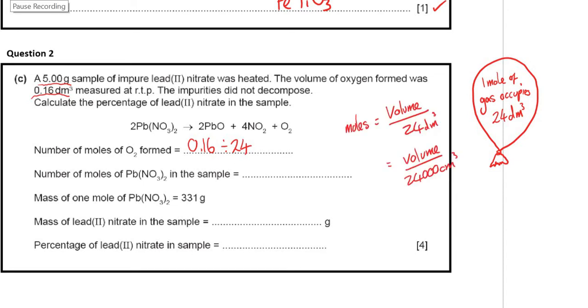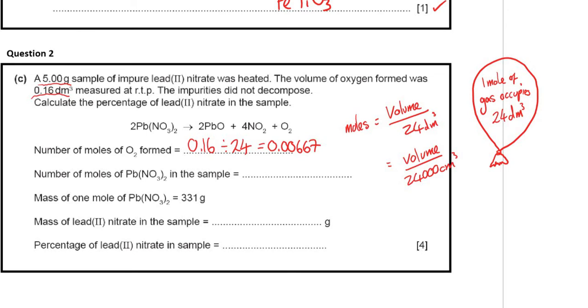Here are the equations that you need for this. Moles equals volume over 24 for dm cubed, or if you've been given centimetres cubed, you can do the volume of the gas divided by 24,000, and that will give you moles. So 0.16 divided by 24 is, put that in your calculator, we're going to keep it to at least three significant figures, 0.00667.